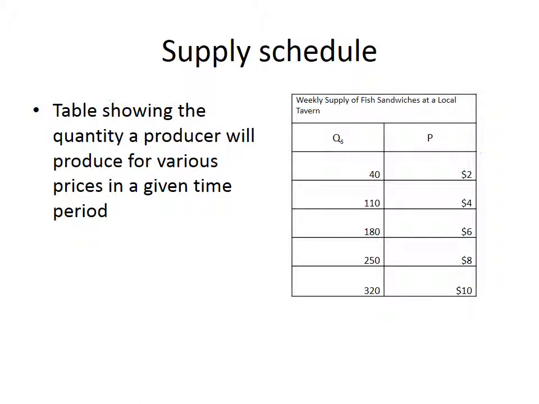From this, we derive, as we did with demand, a supply schedule. Now, what this means is, on a weekly basis, given a certain price, and you see how this accurately models our law of supply. As price goes up, the supplier is willing to supply more units of the fish sandwiches. For $2, they'll supply 40 in a week. For $10, they'll supply 320 in a week. The more you give them, the more they'll be willing to supply. It's exactly the opposite of demand.